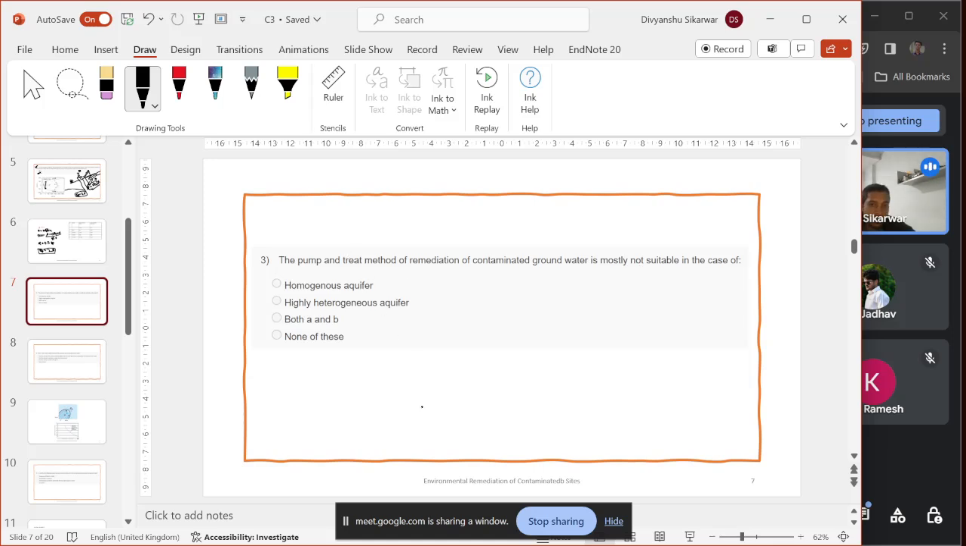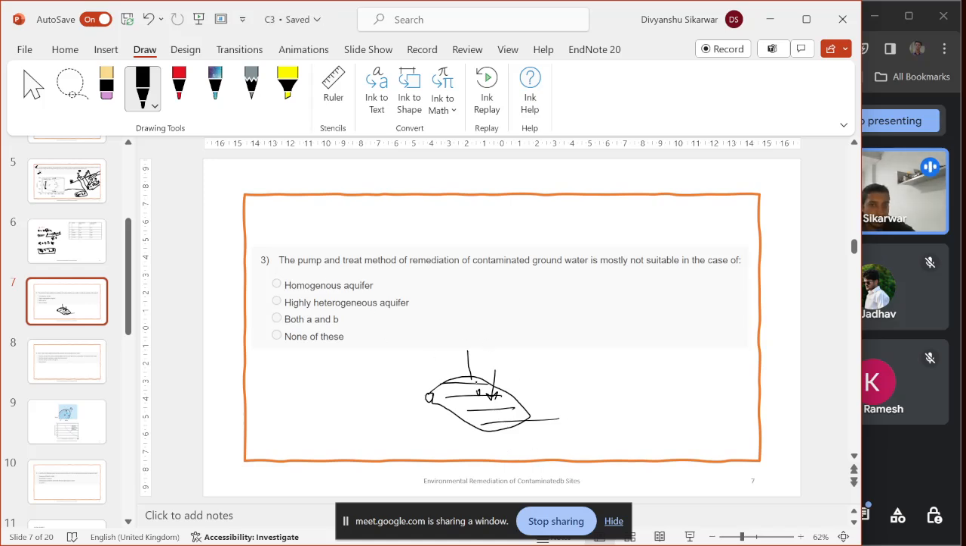So the pump and treat method: there's a plume of contaminant at the site, and we put n number of wells as per requirement, remove the water, take it out, and then treat it. After treatment, we can either re-inject the water, or use that water for some other use.